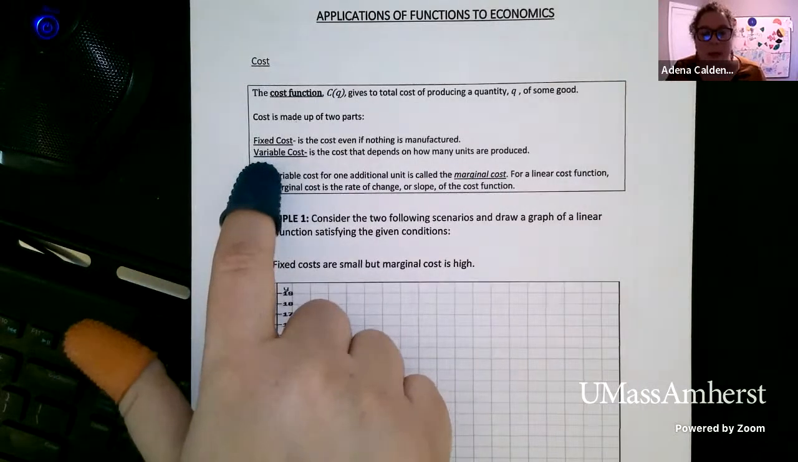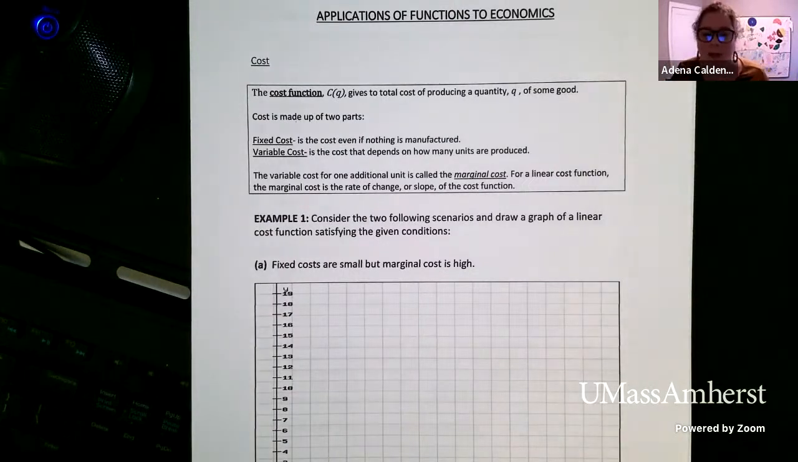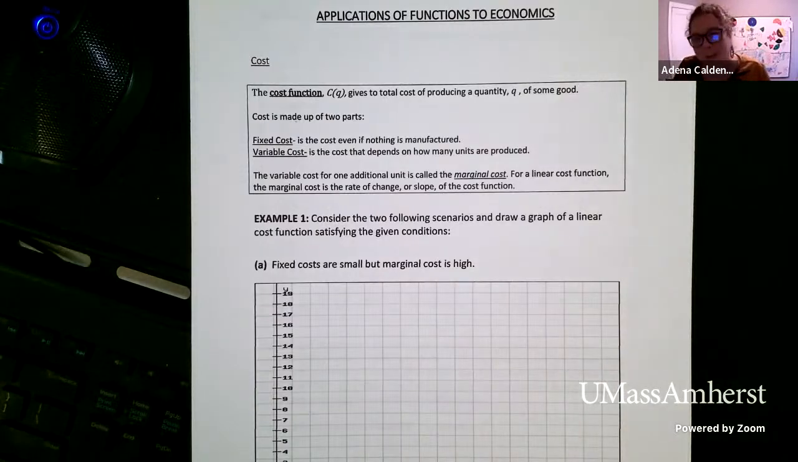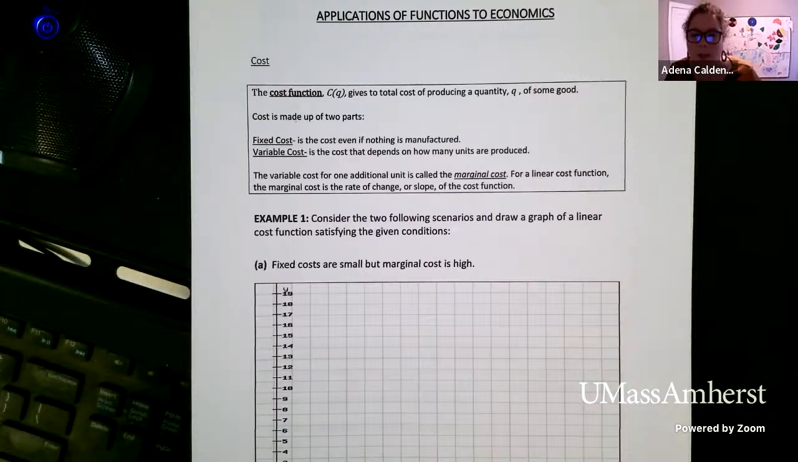Variable cost is going to be the cost that depends on how many are made. So wood and piano keys, right? That's all variable cost because it depends on how many pianos you make. So these 2 pieces together are going to be what help us form our cost equation.